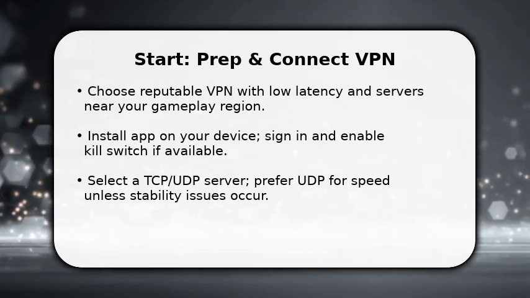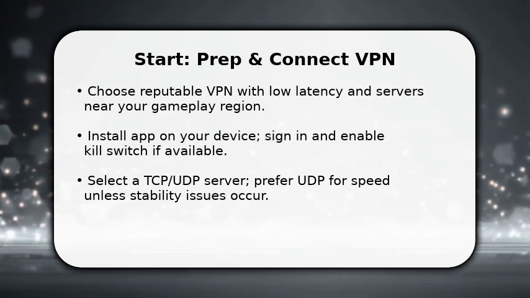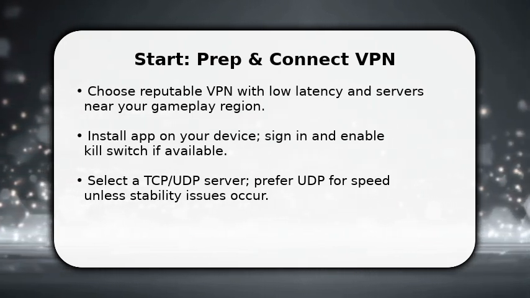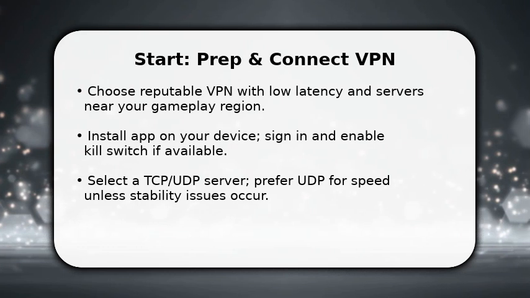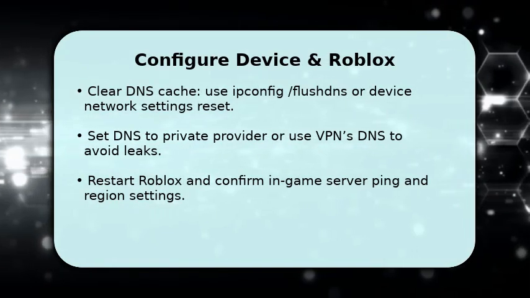Connect using UDP for better speed. If you see instability, switch to TCP. Make sure your device firewall allows the VPN app to run. Once connected, you need to align your device and Roblox with the VPN.